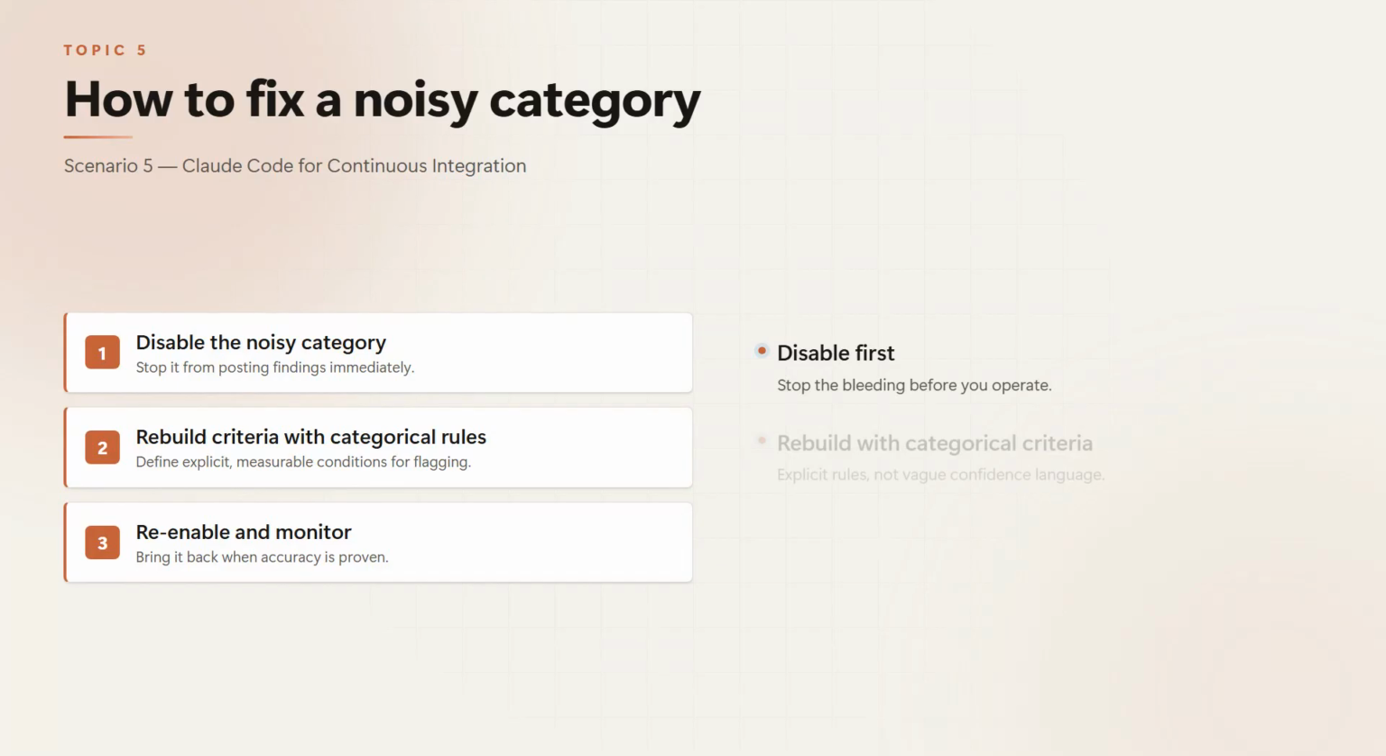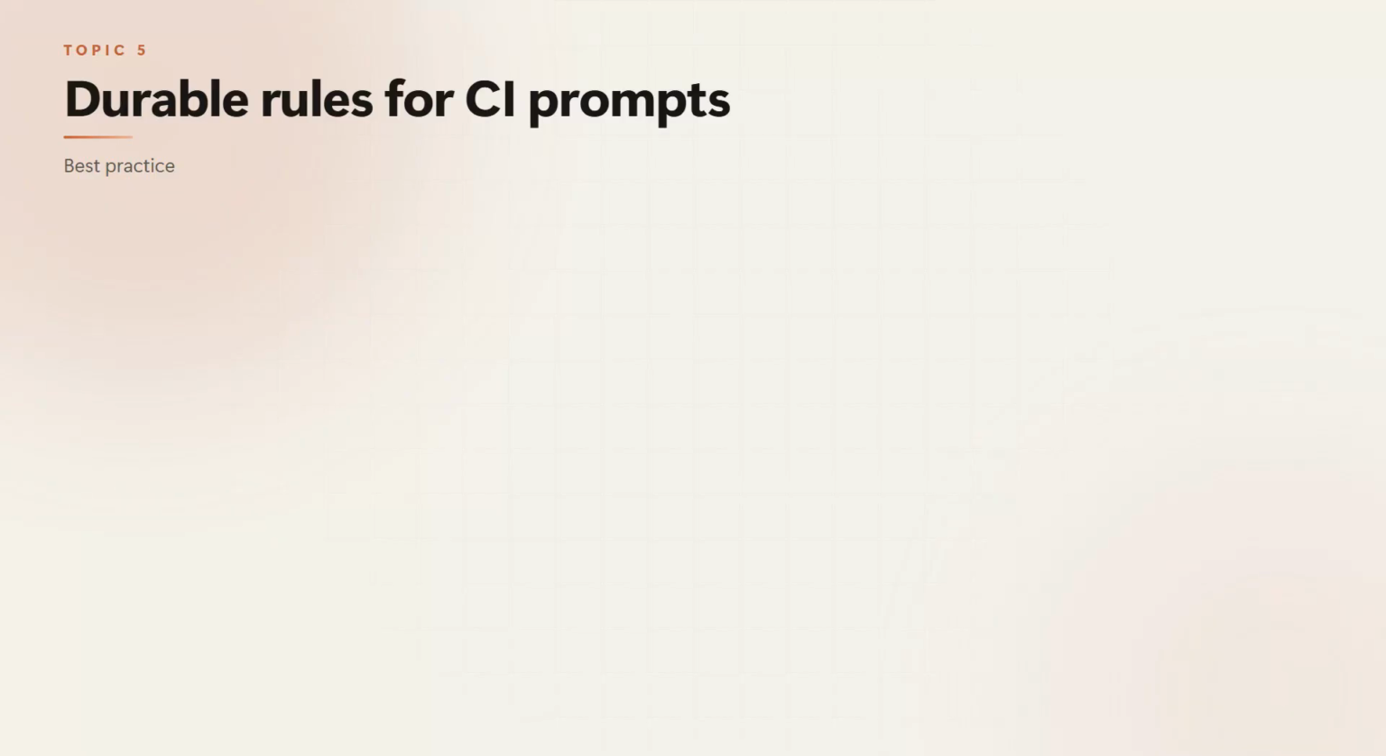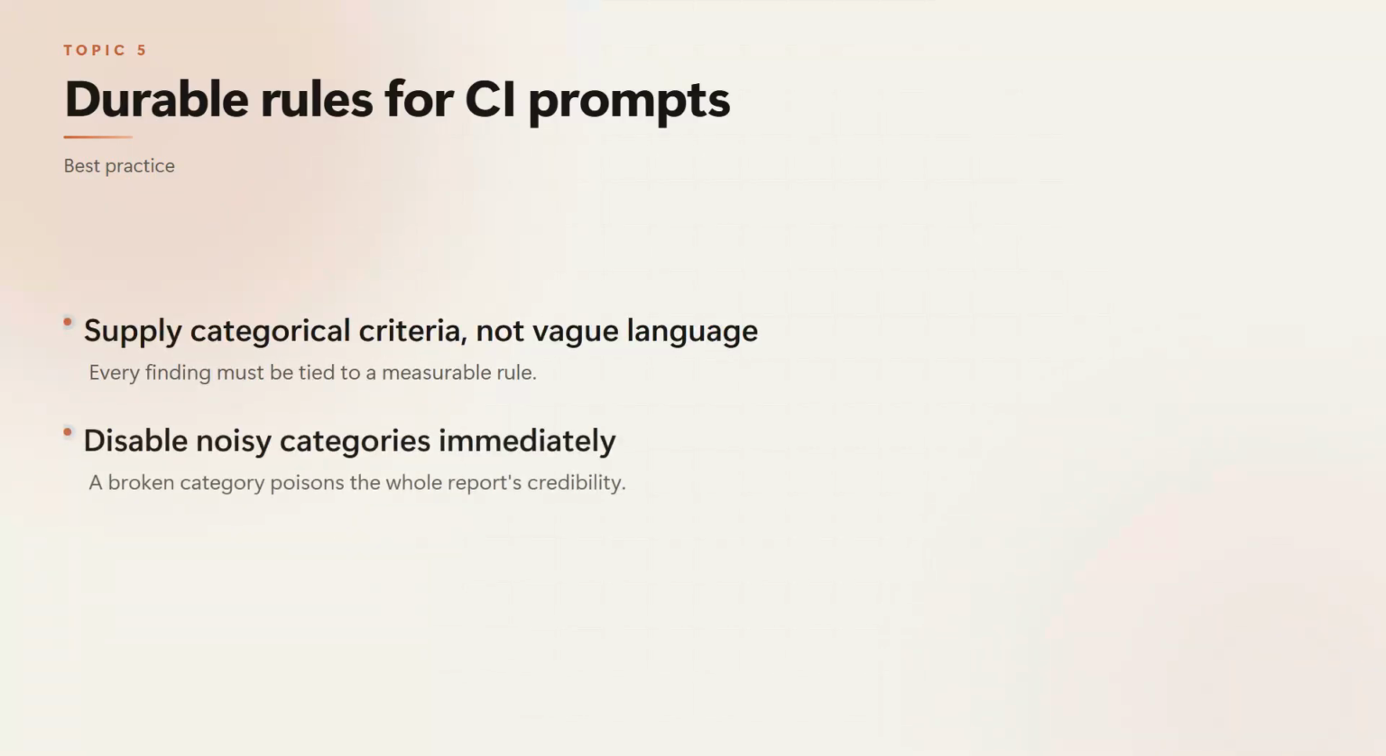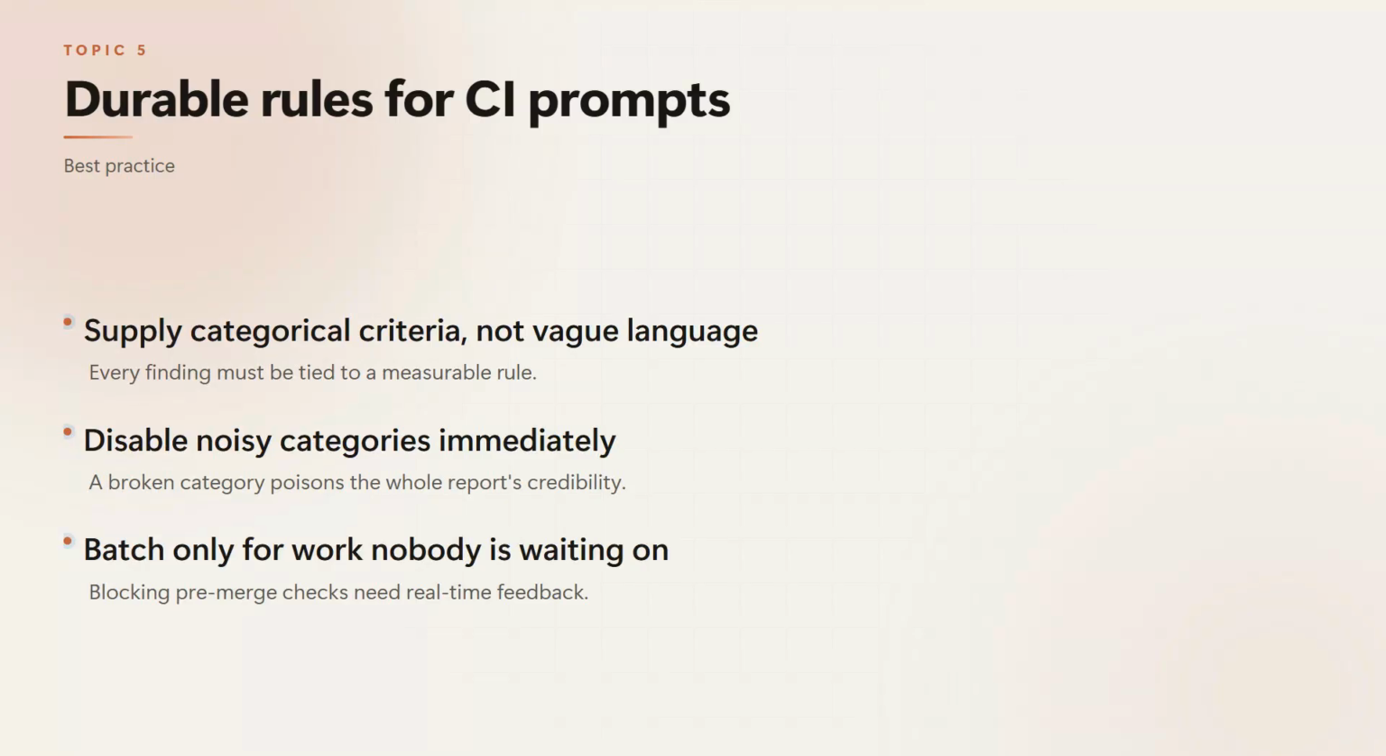The rest of the symptoms follow the same pattern: extract the constraint, rule out what violates it, pick the smallest root cause fix. The durable rule is, every CI prompt must contain categorical criteria, explicit, measurable rules that define what to flag. If a category becomes noisy, disable it, don't try to fix it with vague language, because that doesn't address the root cause. And never batch a blocking pre-merge check, that's for work nobody is waiting on, not for feedback a developer needs before merging. These rules hold whether you're using Claude Code today or any future model in a pipeline.